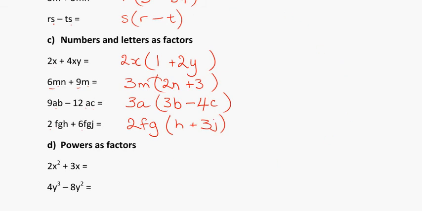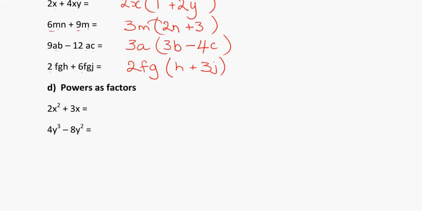Okay, what if you have powers as factors? Now in this case there's no numbers in common, but there's an x in each one. So same principle. What do you multiply x by to get 2x squared? I need a 2 and an x, because when I multiply those two together I get 2x squared. Plus, what do I multiply x by to get 3x? I just need a 3.